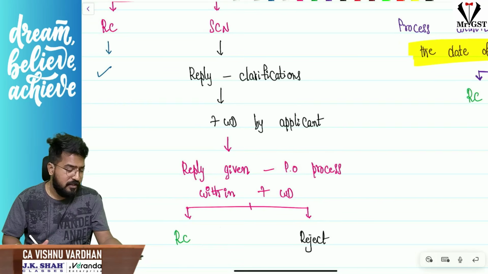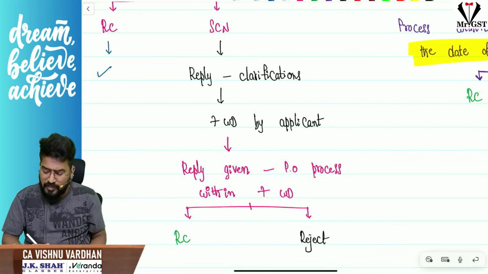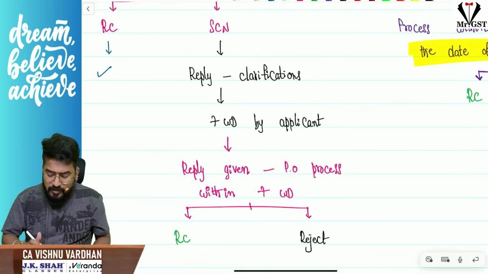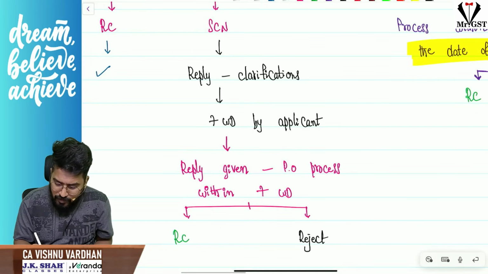Please understand that. You give the reply and he is happy with that reply, then he will grant you the registration certificate. If he is not happy, then he will reject your application. He will also process this again within 7 working days.